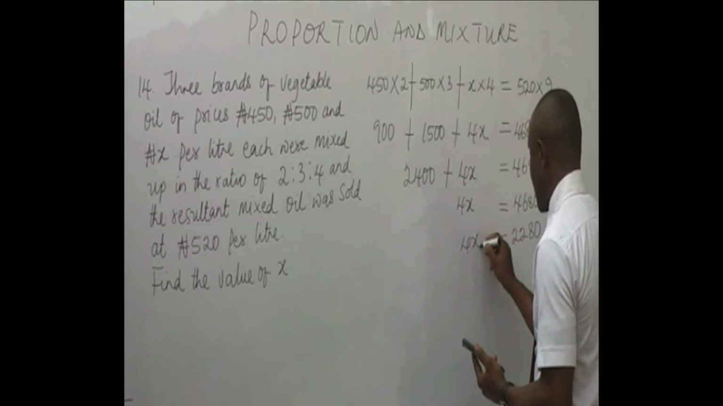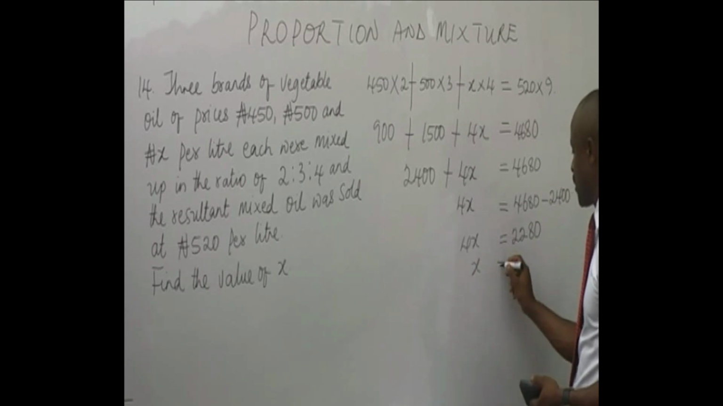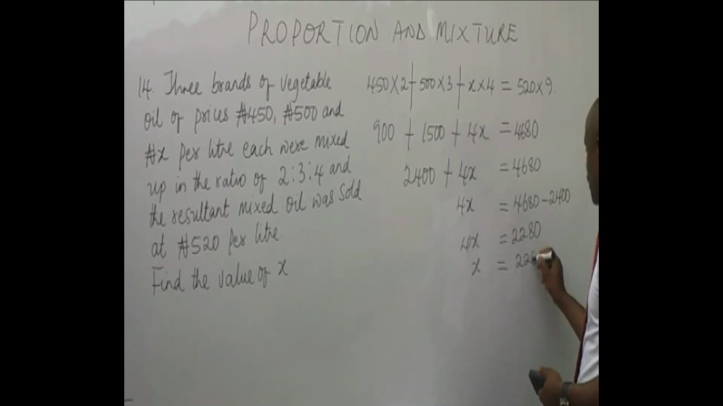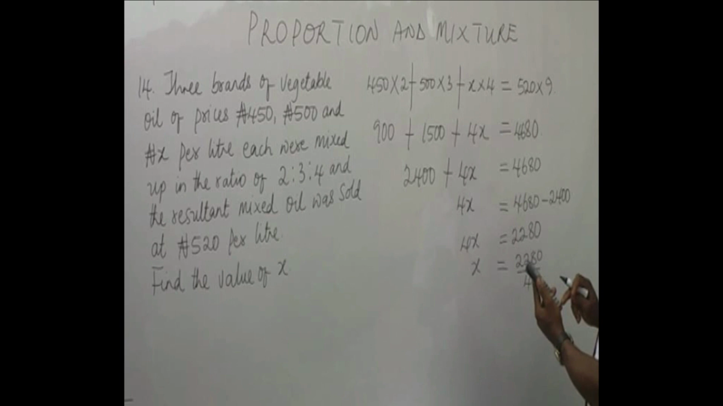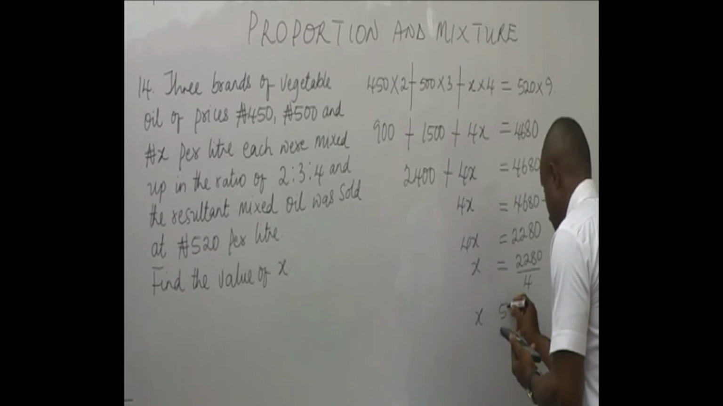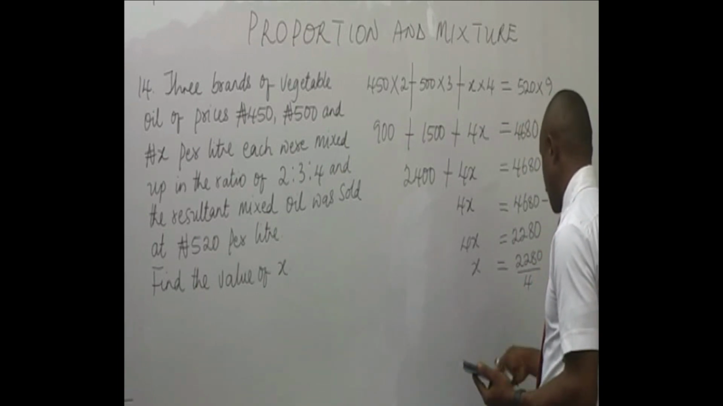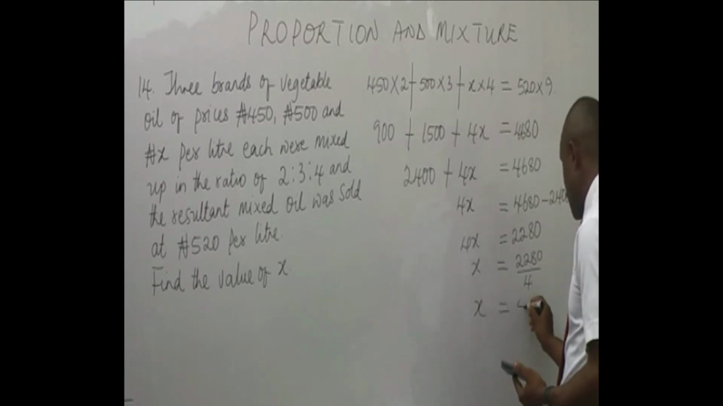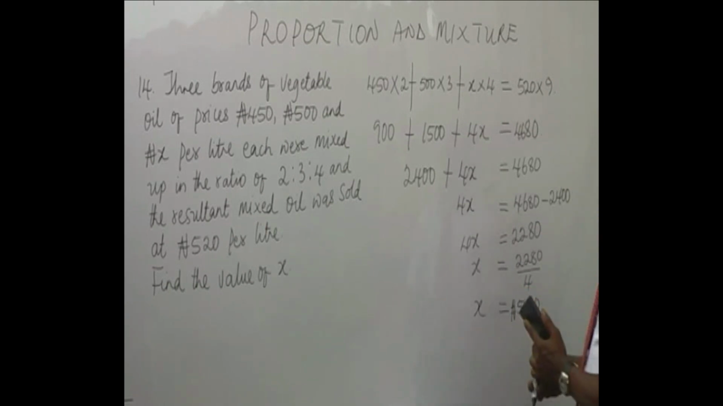Remember, it is 4x that has that value. If you divide both sides by 4, you'll be left with only x on the left hand side of the equation. On the right hand side, you have 2280 divided by 4, which is 570. Is the value of x. That means x is equal to 570 naira. It's a very simple and straightforward question.